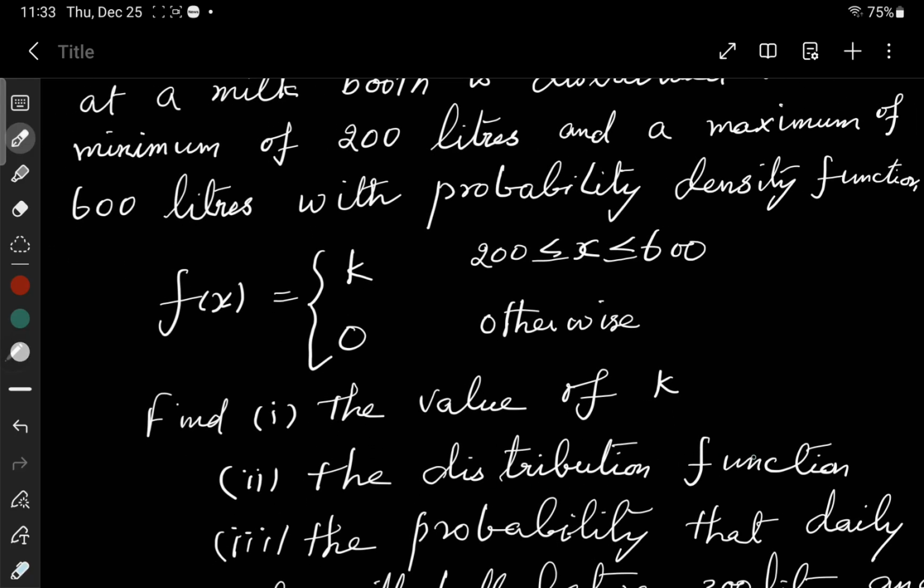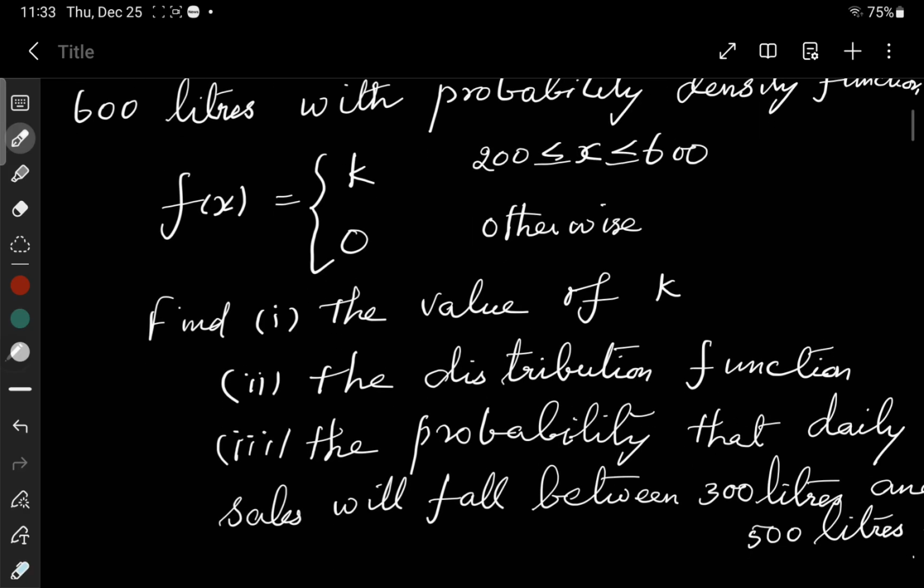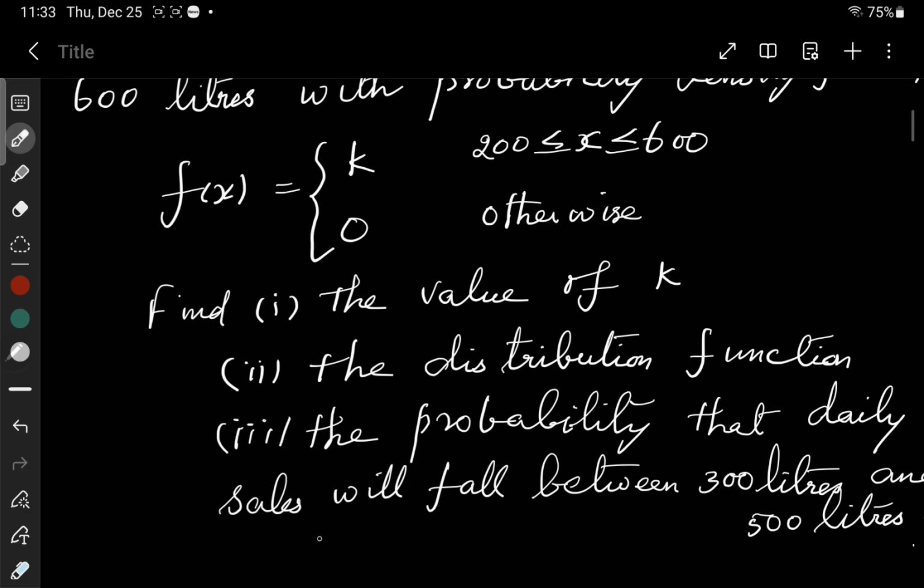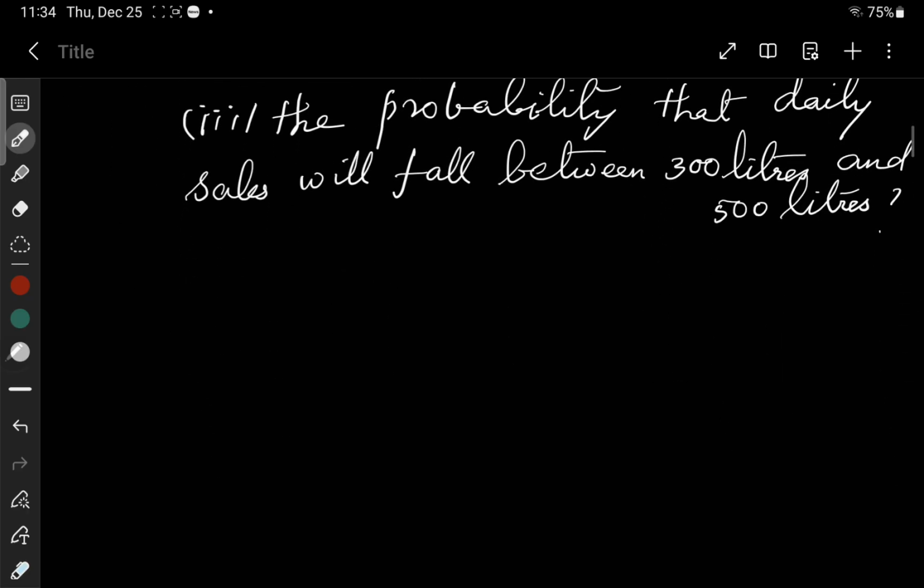Second, the distribution function. Third, the probability that daily sales will fall between 300 liters and 500 liters. So here, given f of x is a density function, find the value of k. So f of x is a density function.